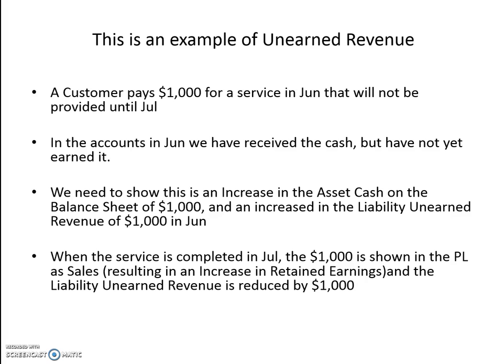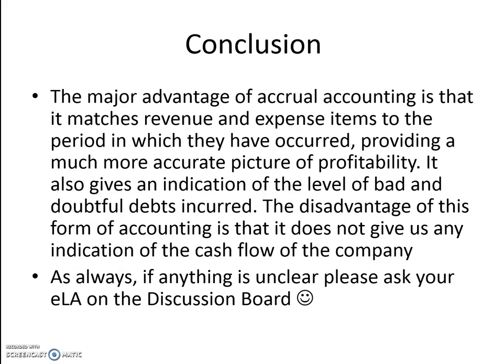So, unearned revenue. A customer pays $1,000 for a service in June that will not be provided until July. In the accounts in June, we have received the cash, but have not yet earned it. We need to show this as an increase in the asset, cash, on the balance sheet of $1,000 and an increase in the liability, unearned revenue, of $1,000 in June. When the service is completed in July, the $1,000 is shown in the profit and loss as sales, resulting in an increase in retained earnings, and the liability unearned revenue is reduced by $1,000.